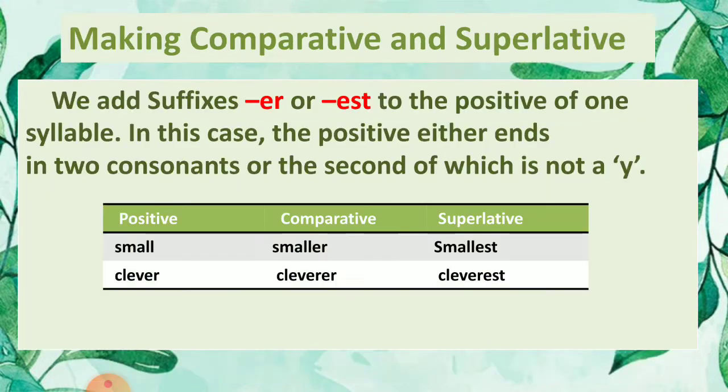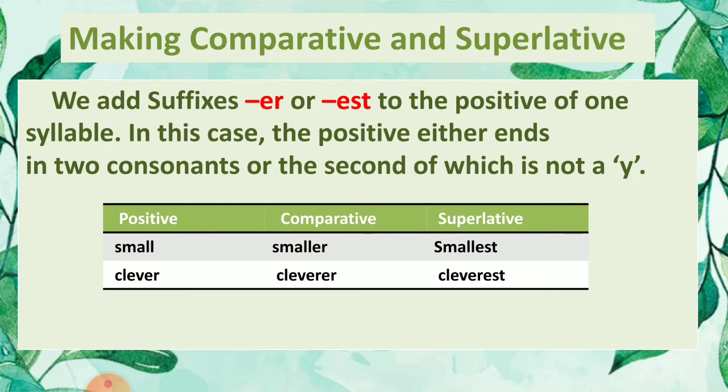Now, making of comparative and superlative degrees, right? We can make comparative and superlative degree by adding suffixes er and est to the positive one. But how to do it? What are the rules that we will be seeing in this chapter? Now, first thing, we add suffixes er and est to positive degree of one syllable.